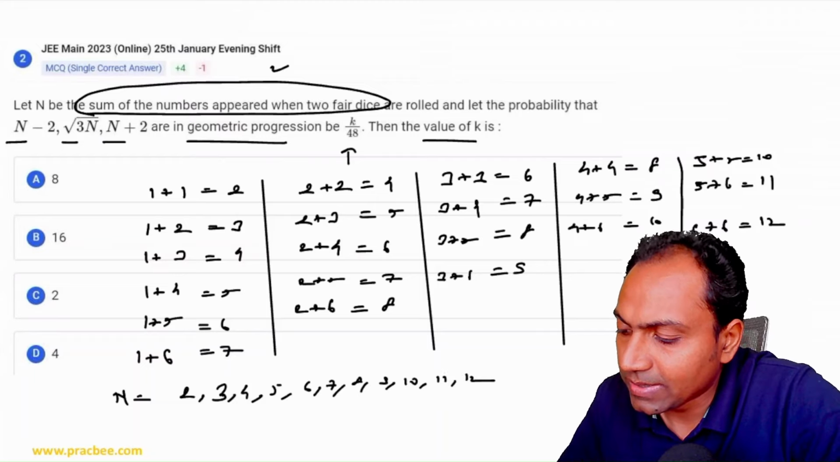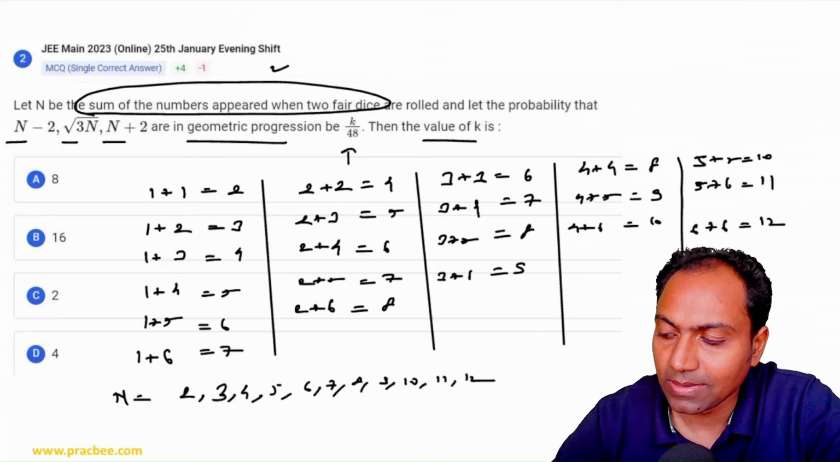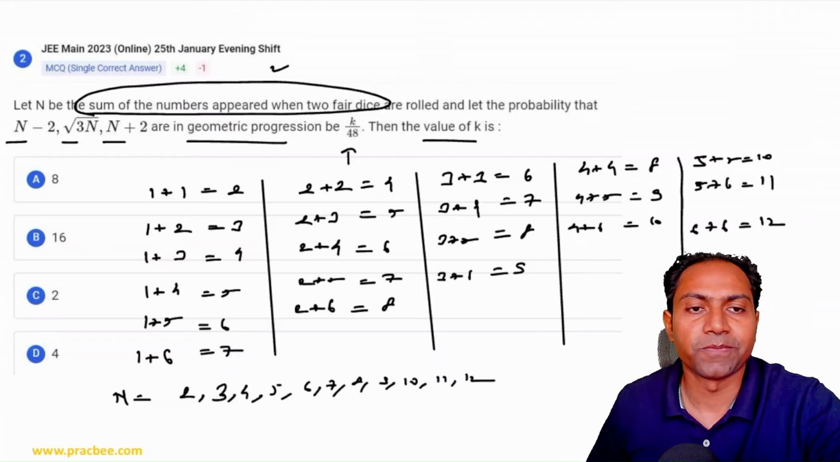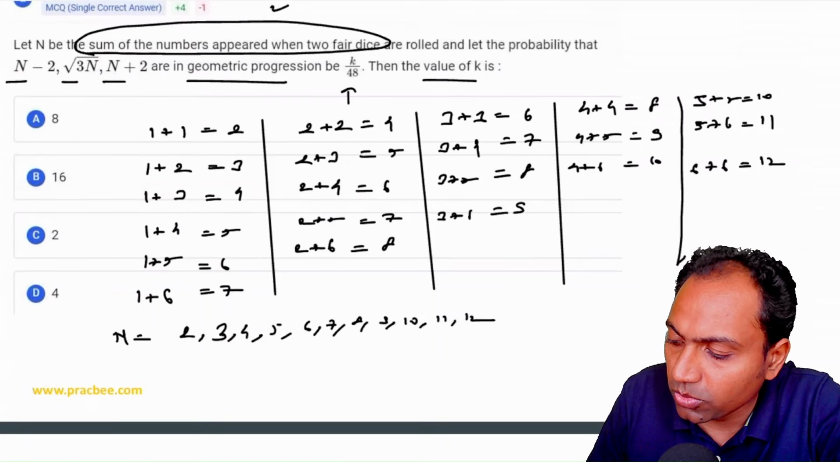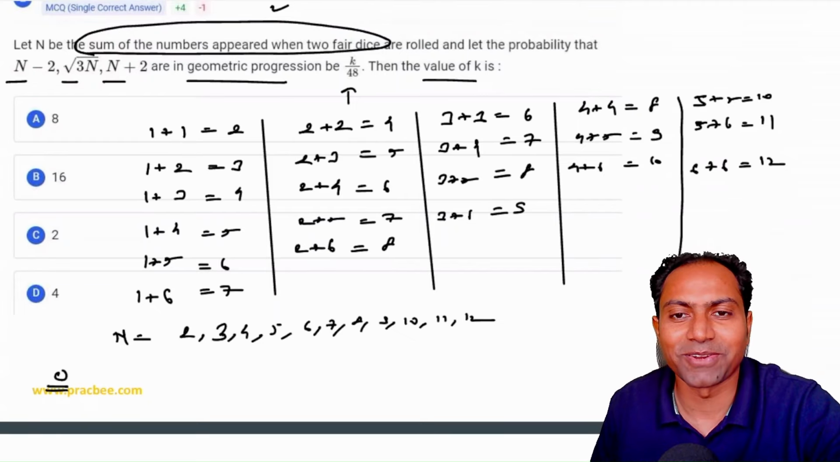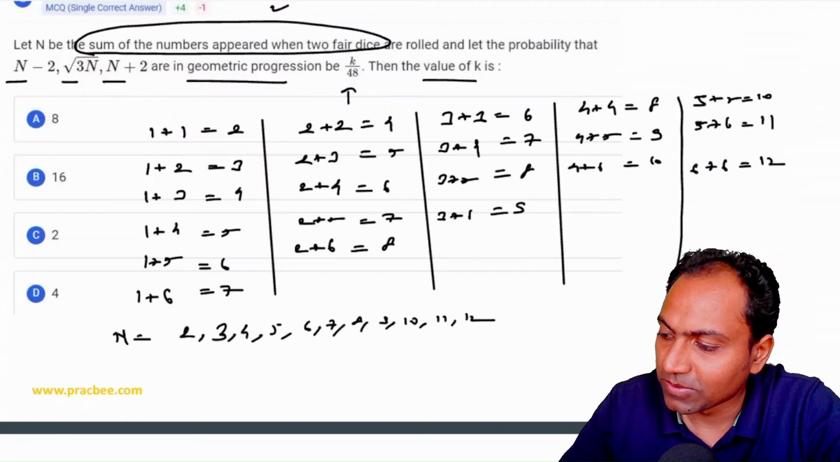If I put this value in, n minus 2, root of 3n and n plus 2 should be in GP. So if I put 2, what am I getting? The first number, if I put n equal to 2, comes out to be 0. Once I am getting 0, there is no possibility of any kind of GP. So this cannot be my answer. Obviously this is out of the picture.